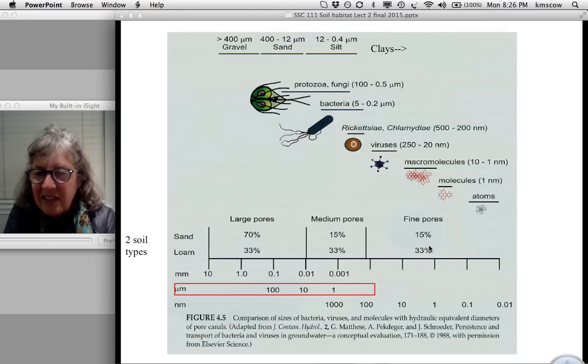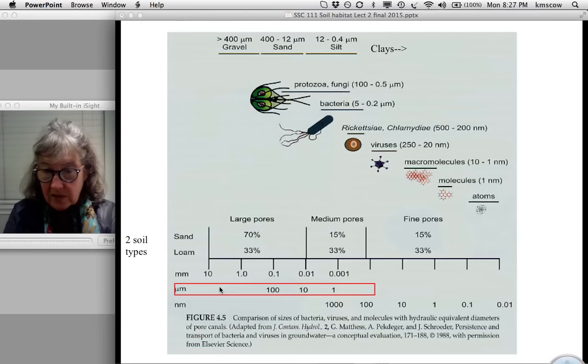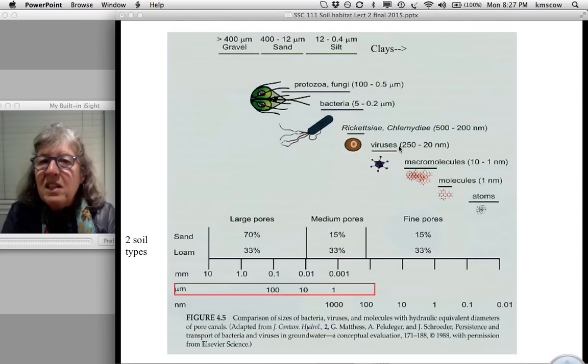Defining pore sizes, the fine pores are below a micron, medium pores are in this 0.1 up to 10 micron diameter, and large pores 10 microns and above. Okay, so we have this contrast between these two types of soils. Then we can think about the organisms here. So we don't have organisms until we get to viruses. Viruses are very small, as you remember, and they could be associated with these fine pores.